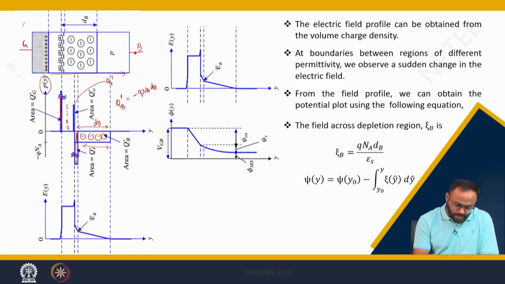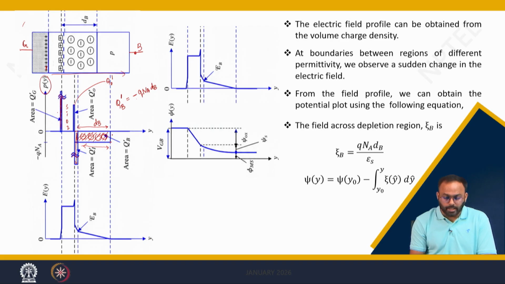It's nothing but the area of this region. The area of this region will give me the total charge. So the total charge per unit area can be given by minus Q into Na, which is this value, into this height. Correct?